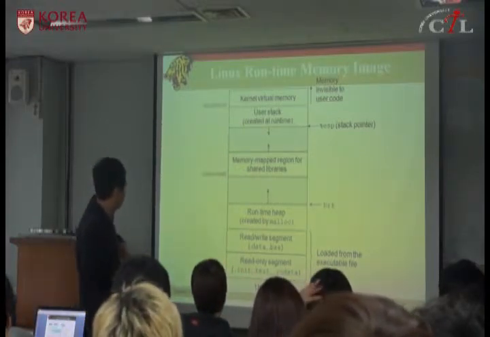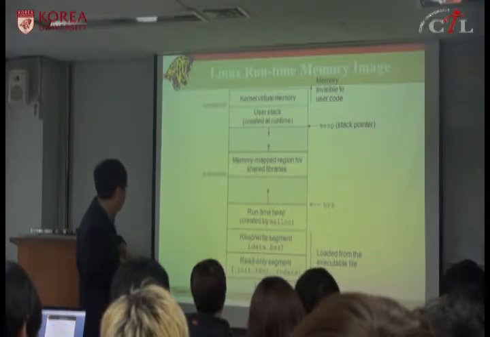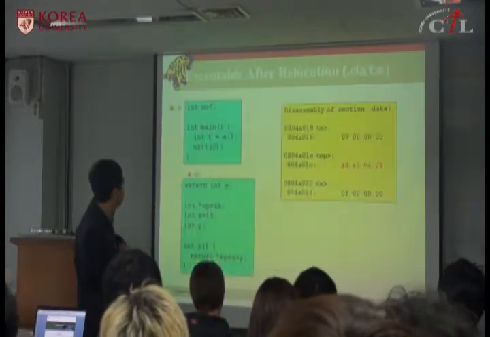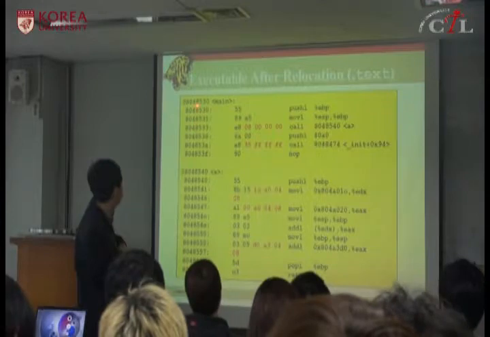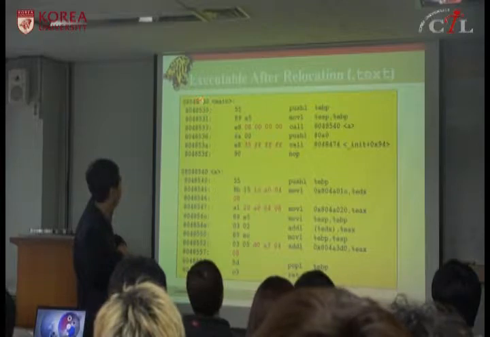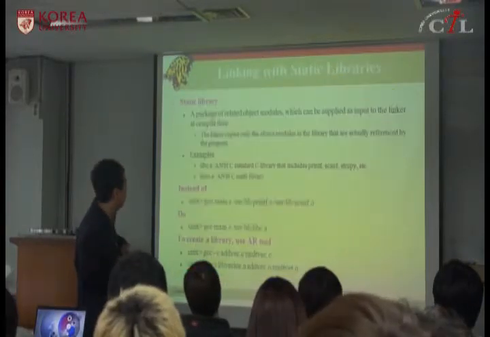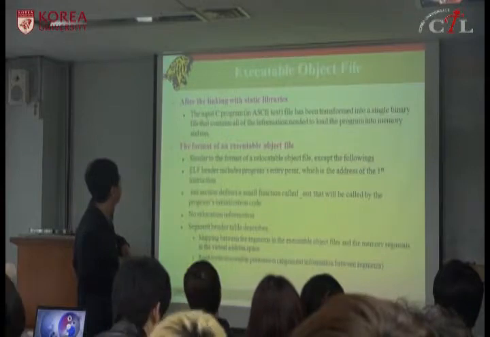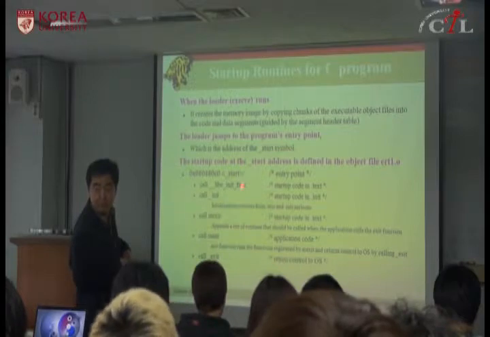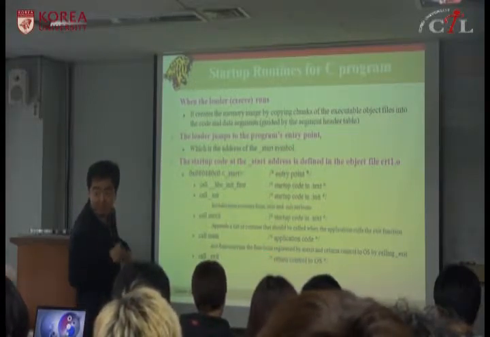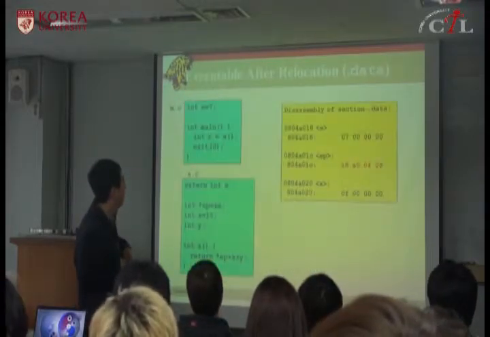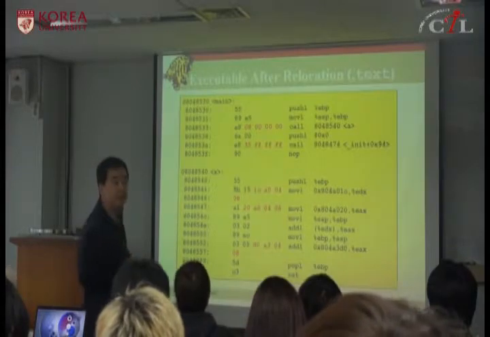So it's 0804 8000, and instead of 8000, this is actually 8530. And the initialization routines we'll discuss. These are the initialization routines put in by Linux before the main function. Other questions?